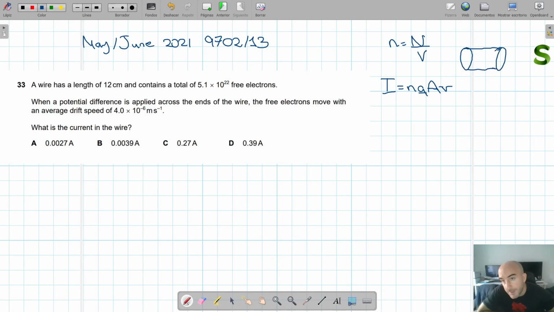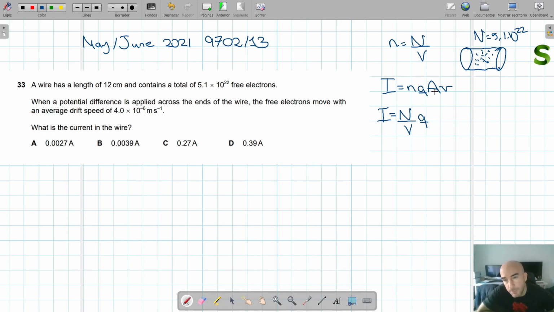If this is the piece of cable, all those electrons over there are N, capital N, equals 5.1 times 10 to the power 22. And n in the formula is N divided by volume. So I'm going to use that. I'm going to write N divided by volume, q, and we don't have the area.